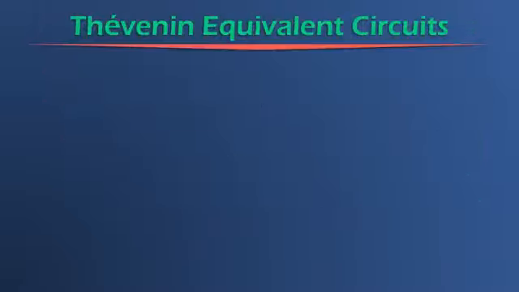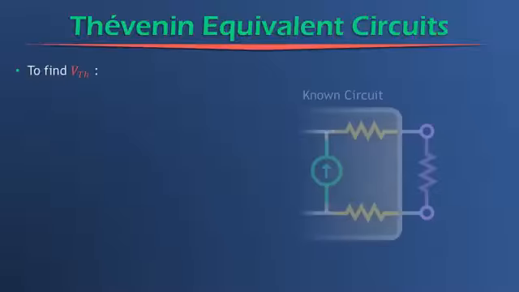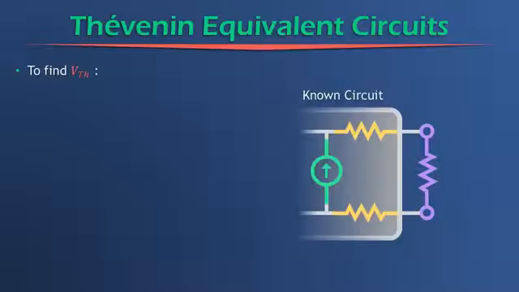Let's just hone in on Thevenin equivalent circuits for now. We'll get to Norton equivalent circuits a little later, but for now we need to find the second part of our Thevenin equivalent circuit. We've already found R. Now we need to find V Thevenin. So what are we going to do? Well, here's our known circuit, just for example, and the resistor in purple over here represents the load resistor. So what's the first step?